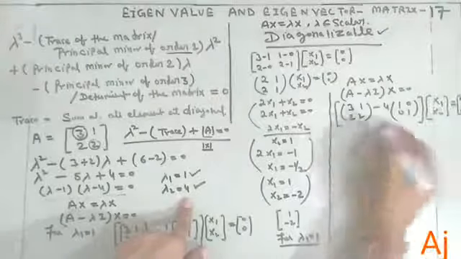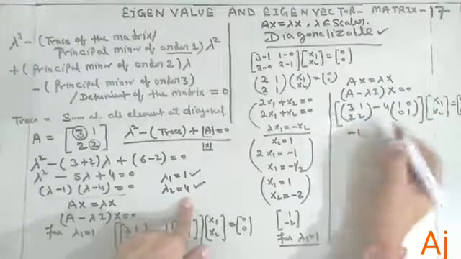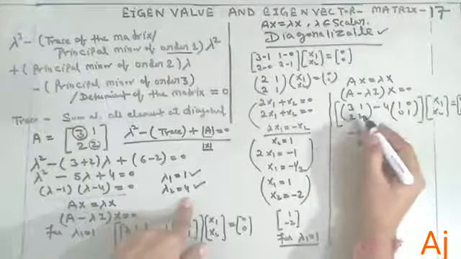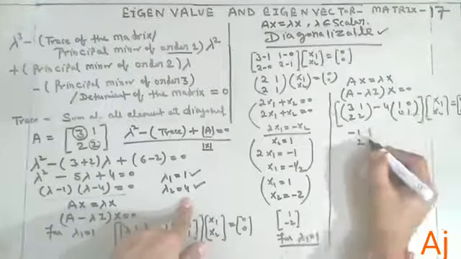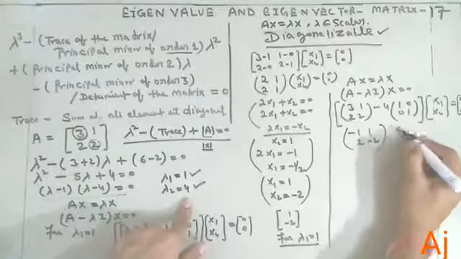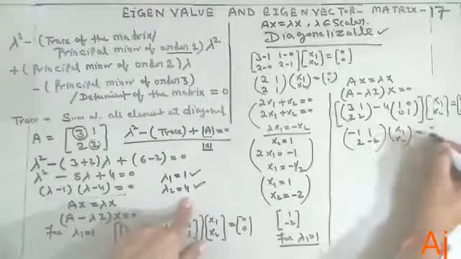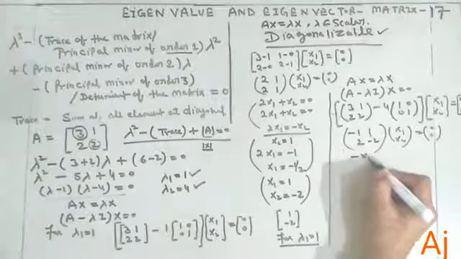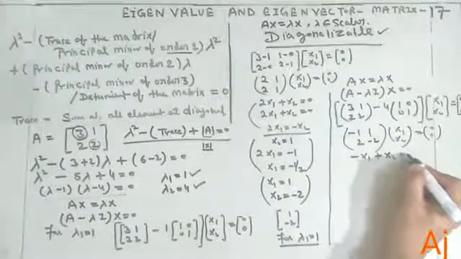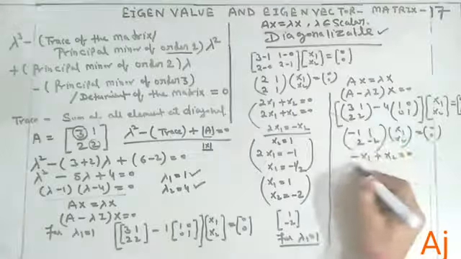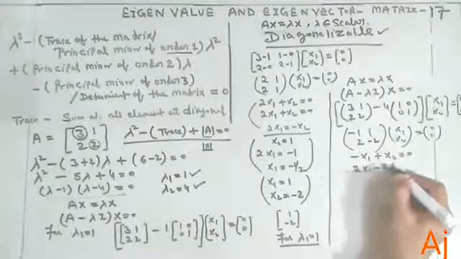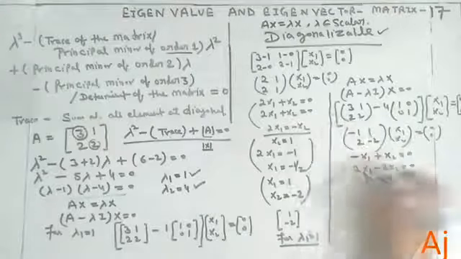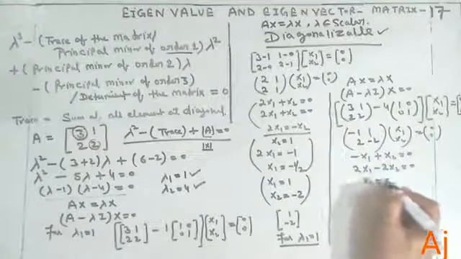Now solve it. 3 minus 4 is equal to minus 1, 1 minus 0 is equal to 1, 2 minus 0 is equal to 2, and 2 minus 4 is equal to minus 2. So after that, [x1 x2] is equal to [0 0]. Now multiply this and this, then you will get minus x1 plus x2 is equal to 0. Multiply this and this, then you will get 2x1 minus 2x2 is equal to 0. So if we solve it, then you will get x2 is equal to x1.